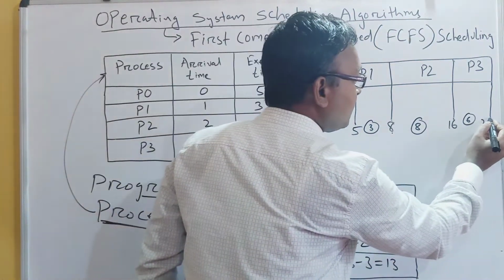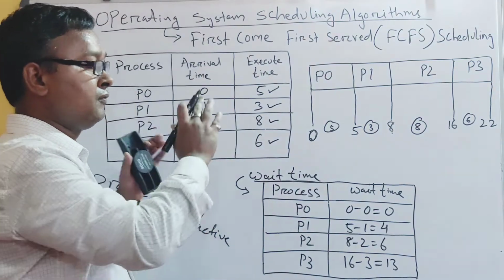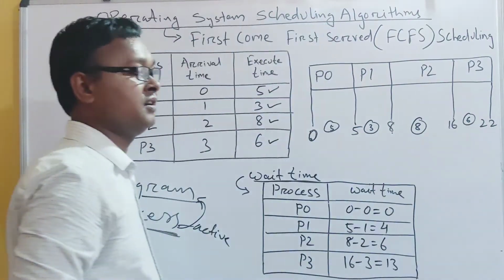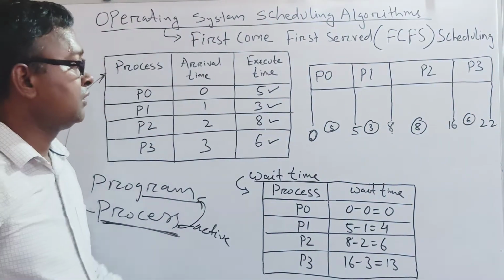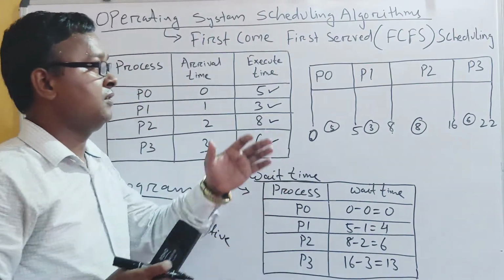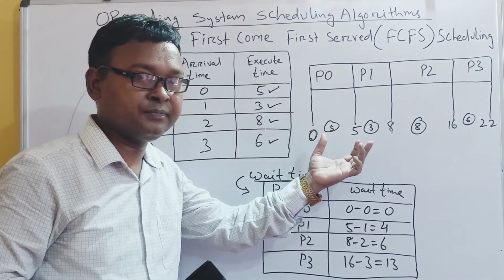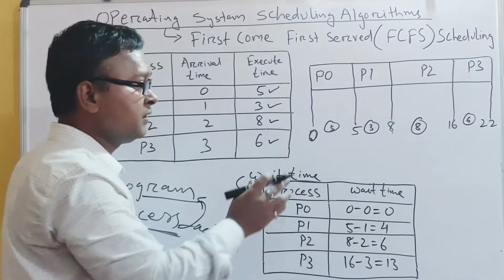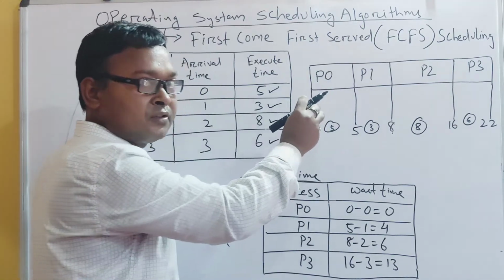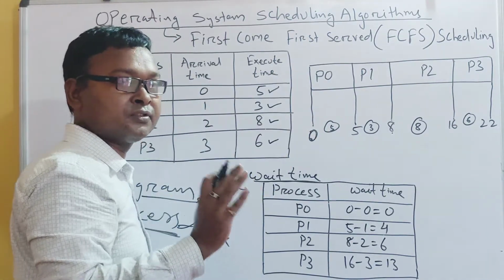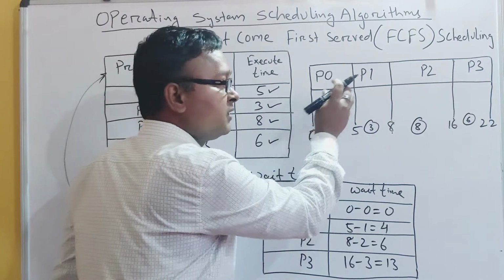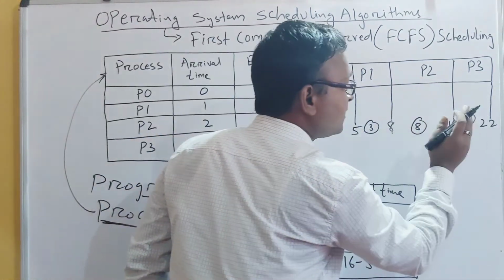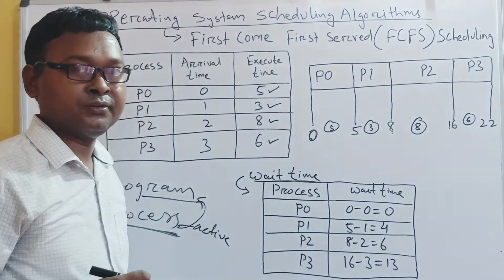So right now at time 22, the full program execution has been completed. It started at 0, completes at 22. Okay? So it has followed the FCFS scheduling algorithm, right? As FCFS is non-preemptive, no process can come out until it completes its execution. So every process has completed its individual execution and come out from the processor. So finally the full program is executed at time 22.